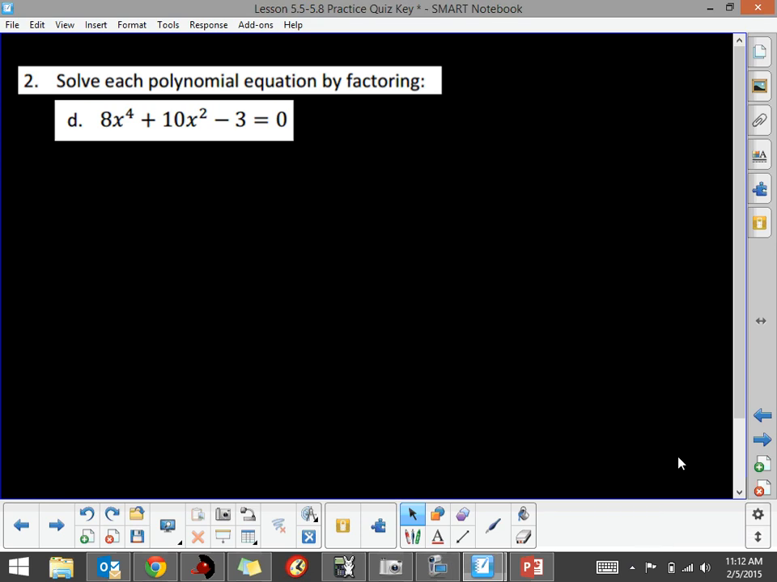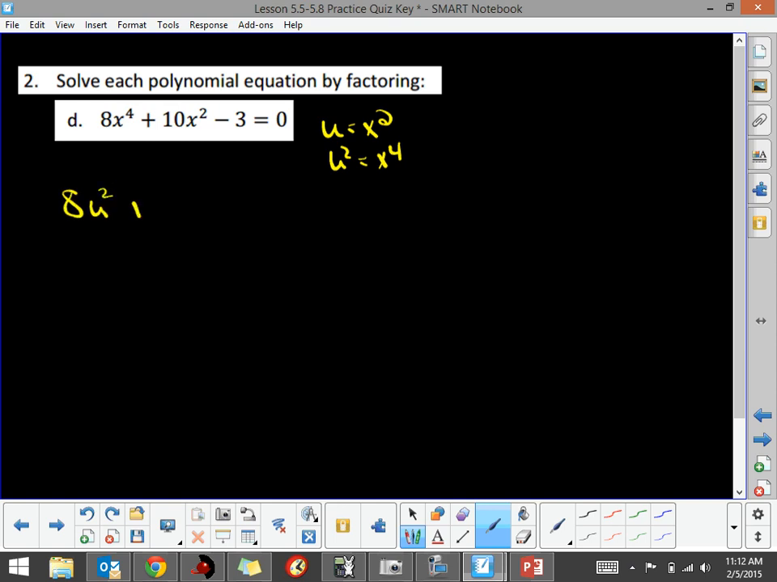And in 2D, it's another quadratic style equation. We're going to make our replacements where u equals x squared, or u squared is equal to x to the fourth. And that means we have 8u squared plus 10u minus 3 equals 0. Again, you can take your pick, and you can either solve this quadratic by factoring or solve it by the quadratic formula. I'm going to choose factoring because I think I've got some good possibilities here.